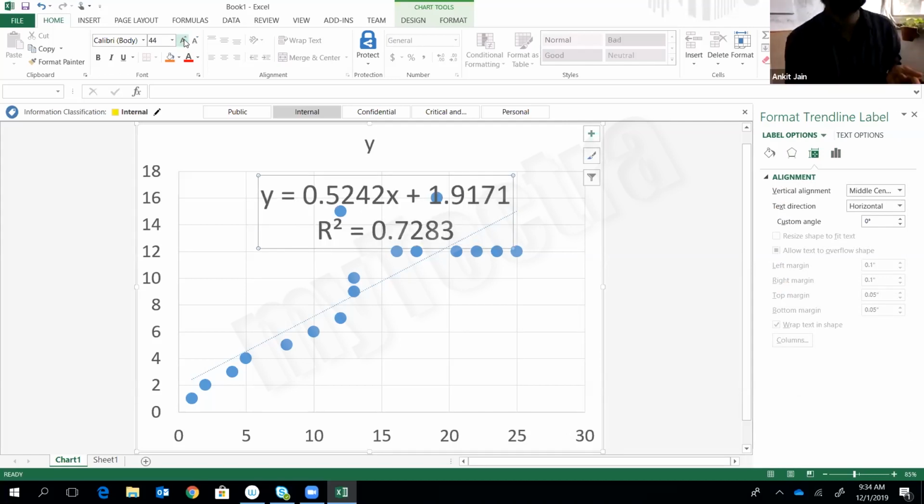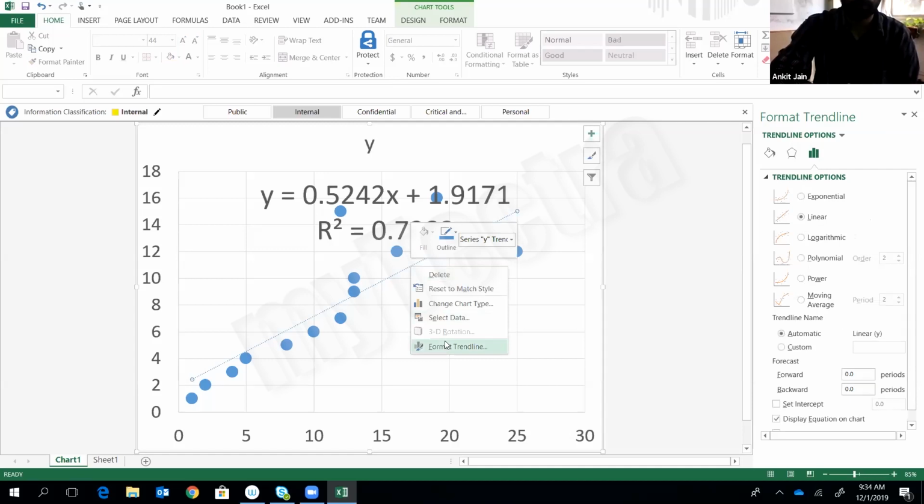Are you all able to understand now, intuitively, what Excel has done behind it? It has done regression and it has found the values of M and C. If you see, M is 0.5242 and C is 1.9171. What is your R square? 0.72, right?